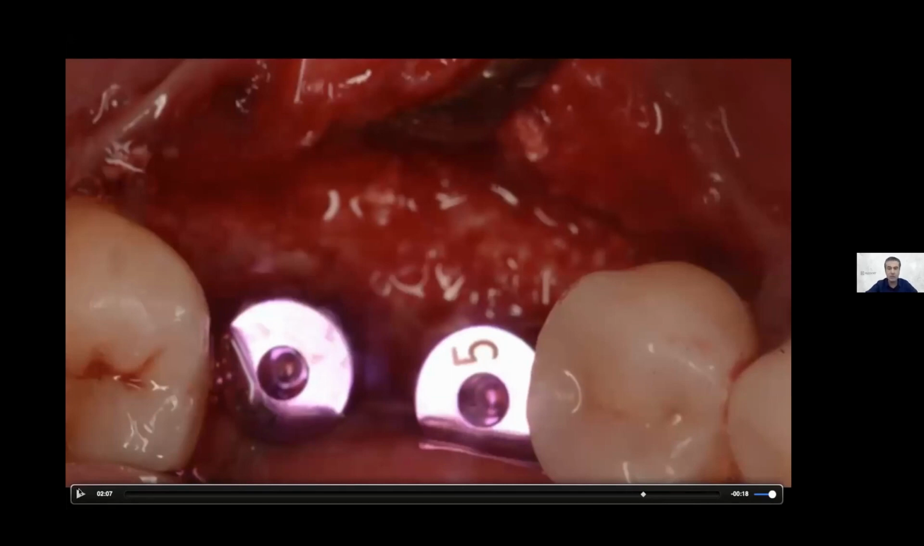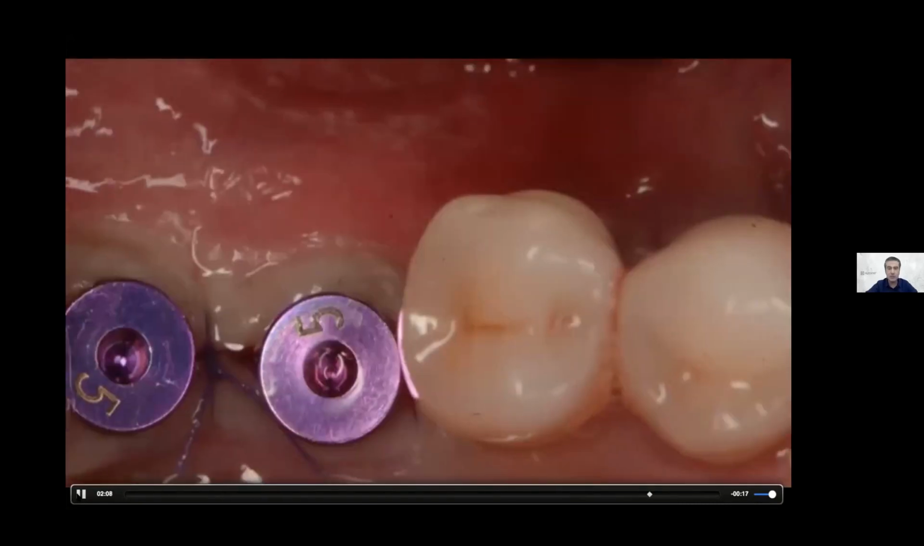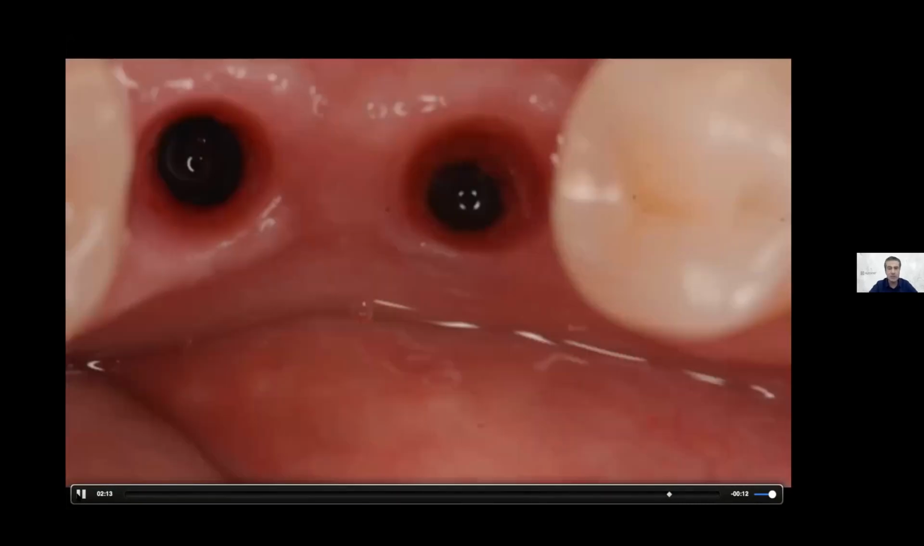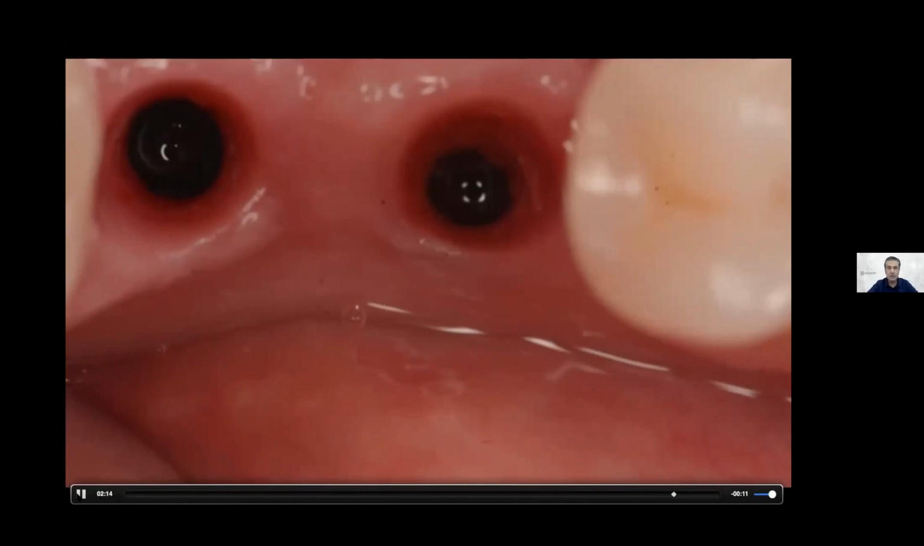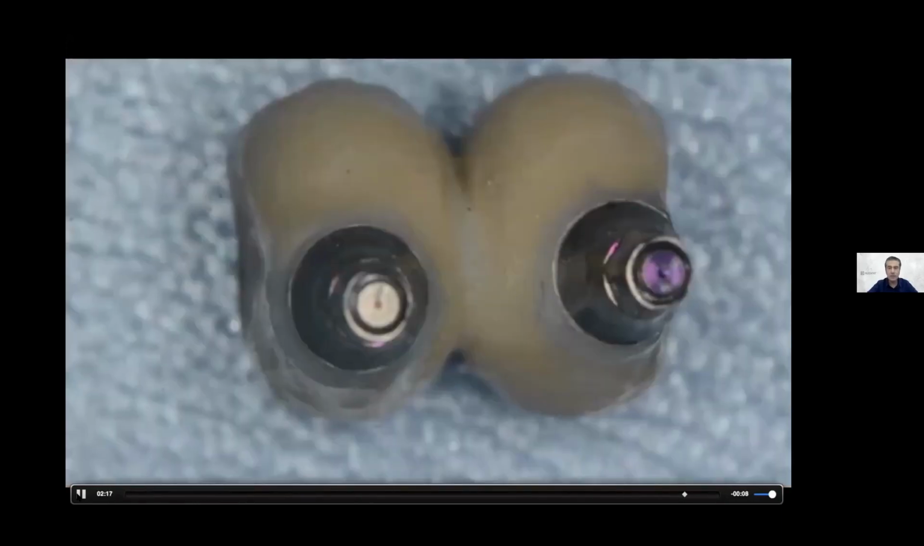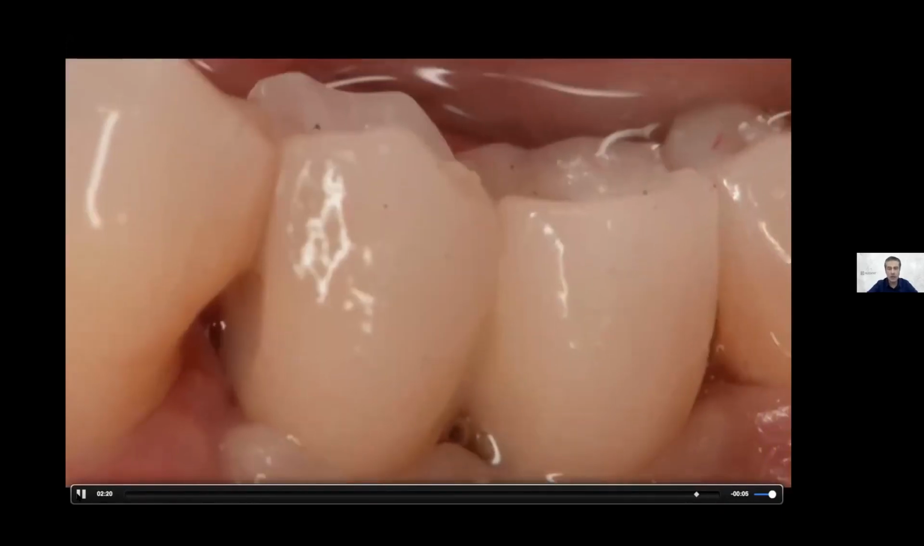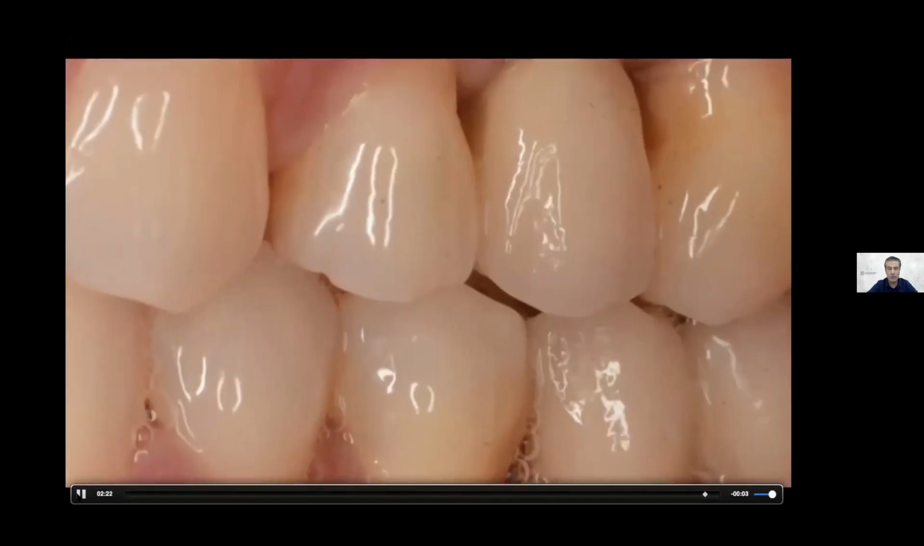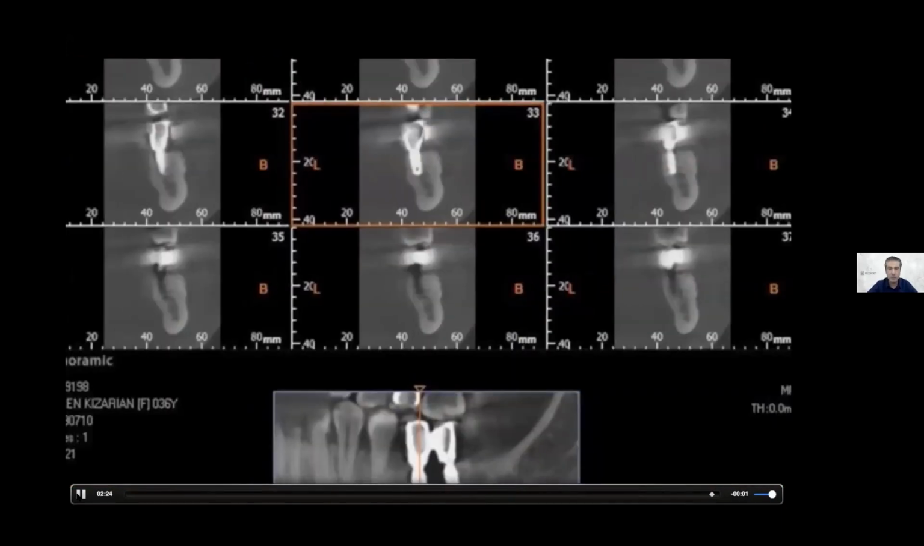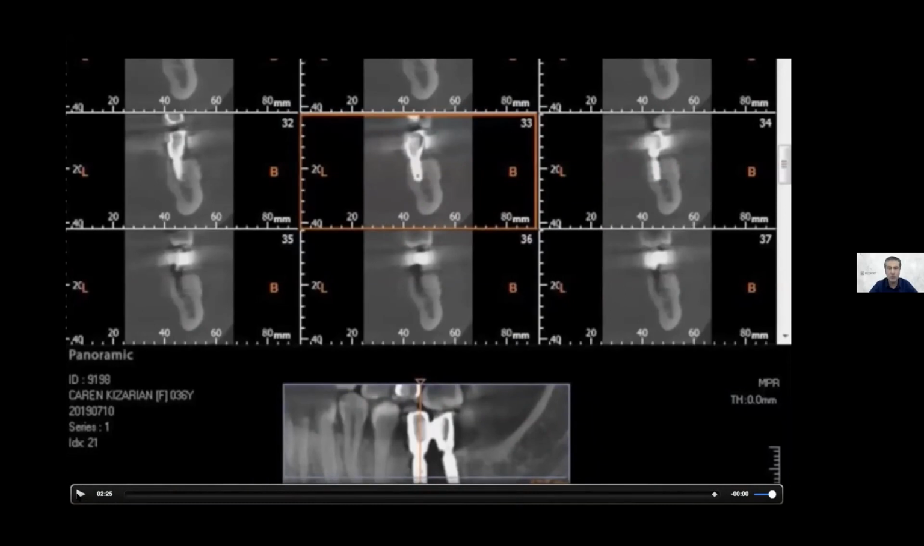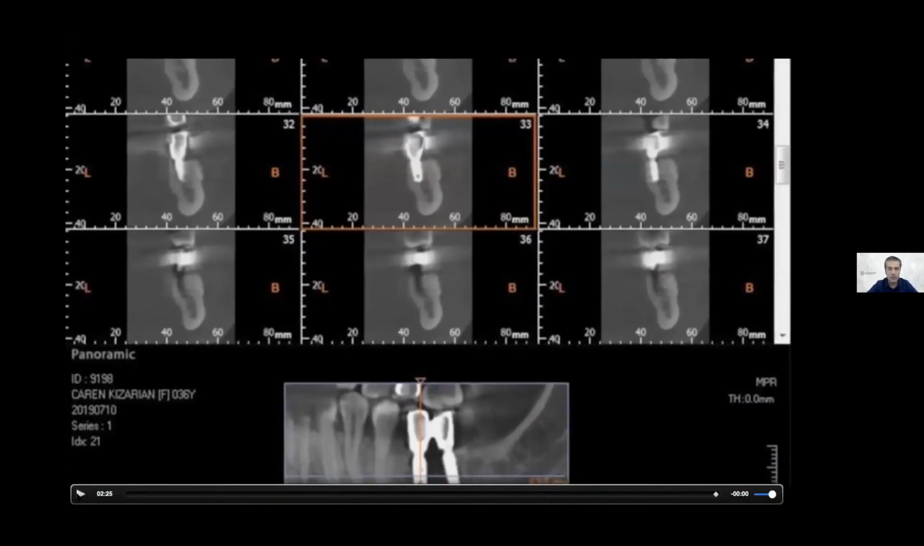So this is the situation after suturing, after 1 month. And here is the nice architecture of the soft tissue. Impression, screw retained crown, and this is the final result of this situation. You can see here the amount of buccal bone in the 36 and 37.